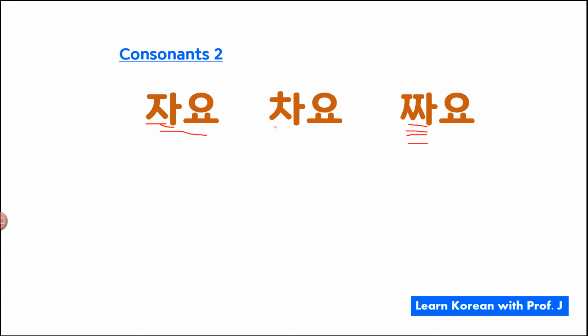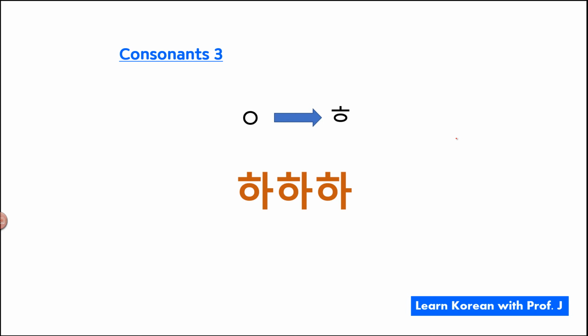This one is very easy to distinguish. Again, 자요, to sleep. 차요, to be cold. 짜요 means to be salty. Okay, let's move on to the very last consonant.